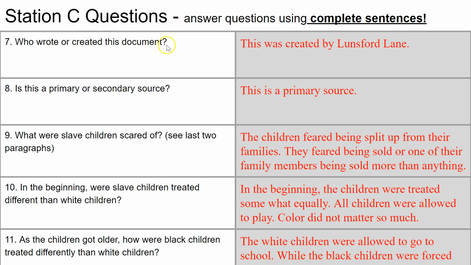So who wrote this document? It was created by Lunsford Lane. He's the author. It is a primary source, so he actually wrote this. This is from 1842. What were slave children scared of? If you look, the slave children feared most being split up from their families. Like I said, one of the biggest punishments a slave could receive is being sold, or one of their family members being sold, or one of their friends being sold, because they would never see them again.